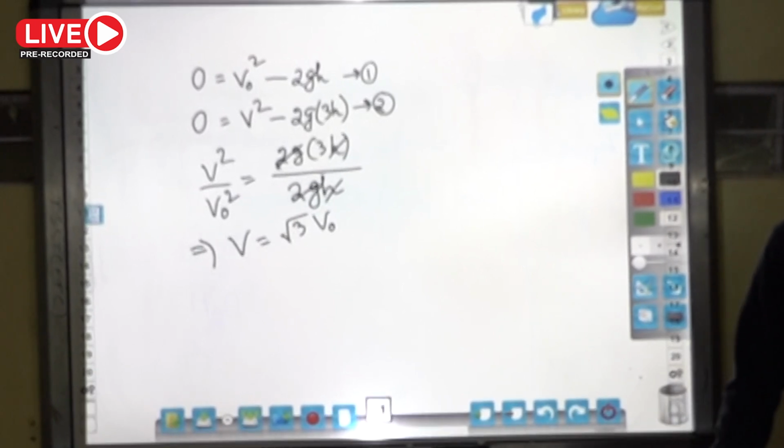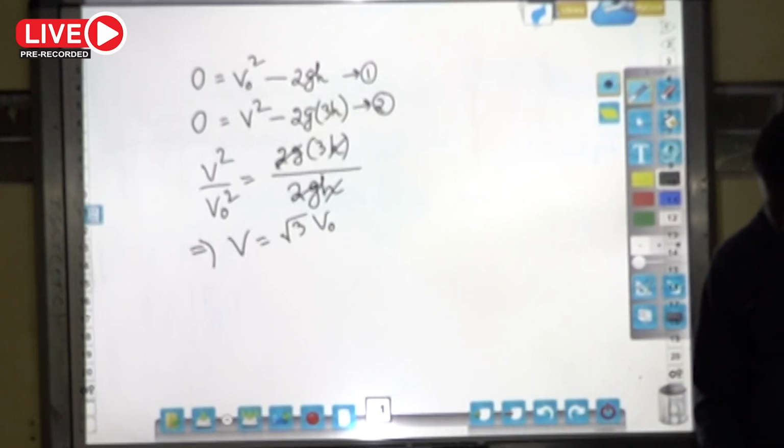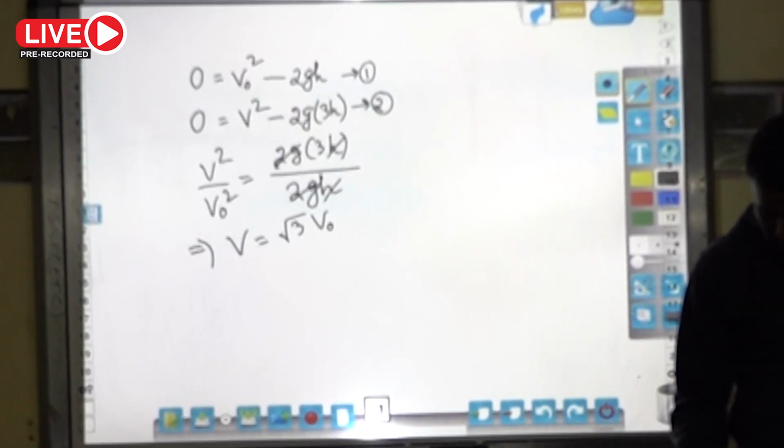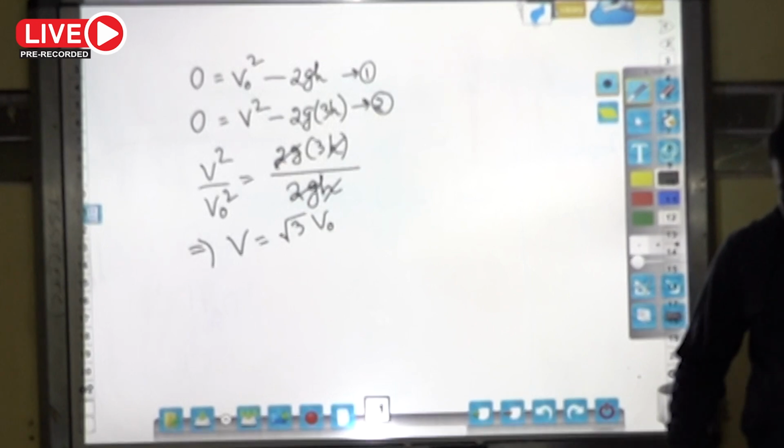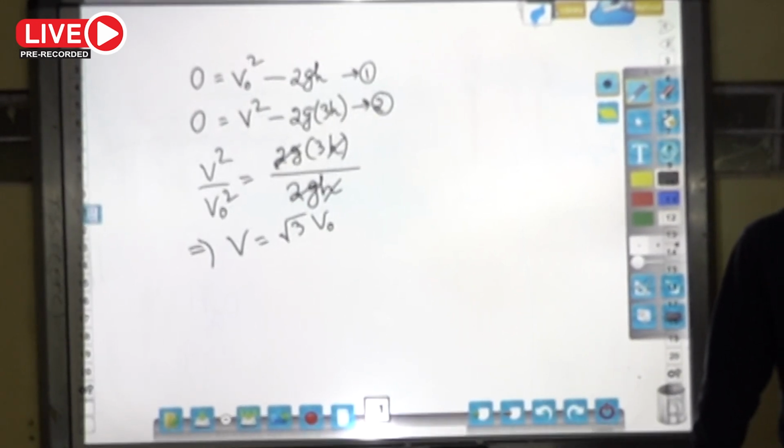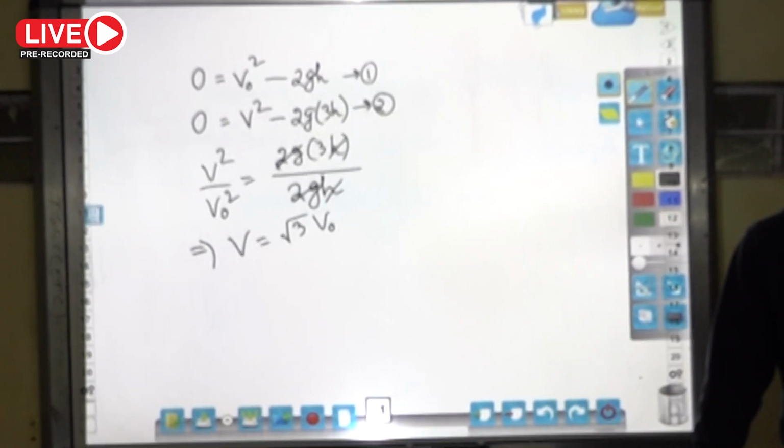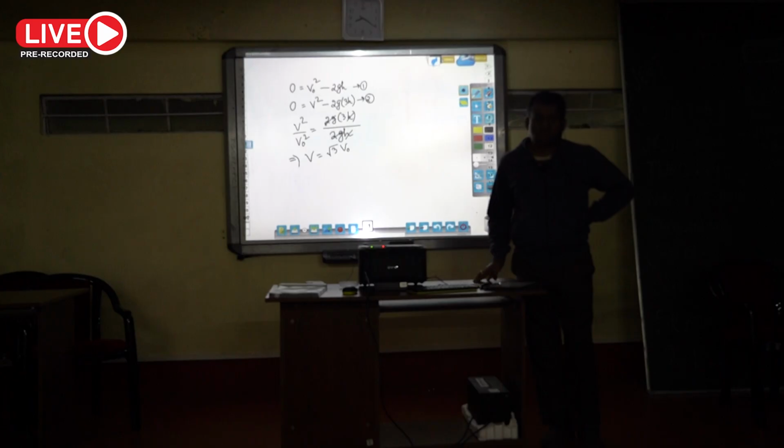Write down question number 30. The position x of a particle with respect to time t along x-axis is given by x equal to 9t square minus t cube, where x is in meter and t is in second.